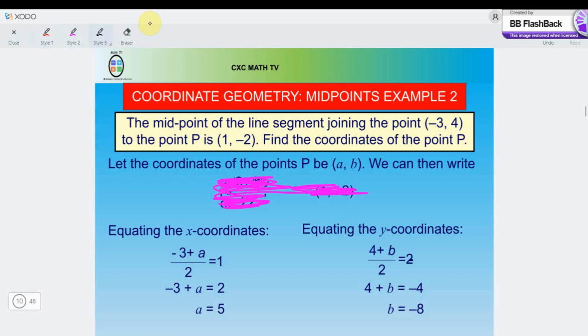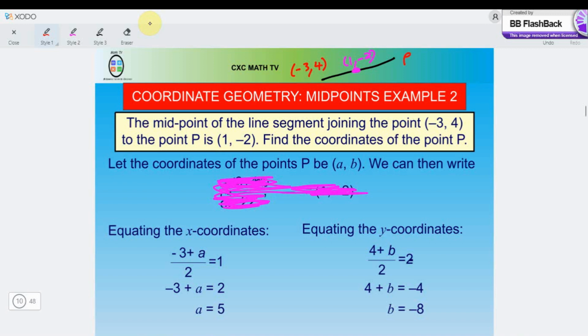So in a case like this, I want you to picture what they're saying. If you draw a line, look at the top of the screen, you draw a line. They told us we have this point right here, which is negative 3, 4. That's this point. And they told us that the midpoint of the line, so this point right here, they told us the midpoint of the line is 1, negative 2. So that is 1, negative 2. Then they're asking us to find out now what this endpoint is, which is P.